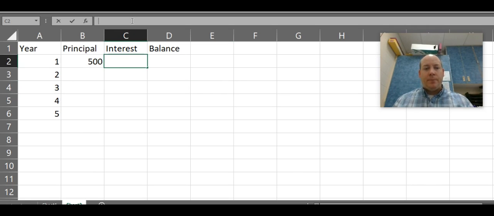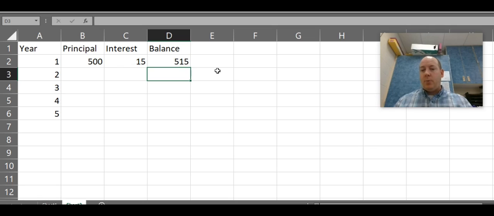Now I'm going to use a formula here. So I'm going to tell my Excel program to take this amount and multiply by 0.03, right? 3%. And it'll do that calculation for me. Okay, and then my balance is simply going to be my principal. So I put $500 in. I earn $15 in interest, right? So I now have $515 in my bank.